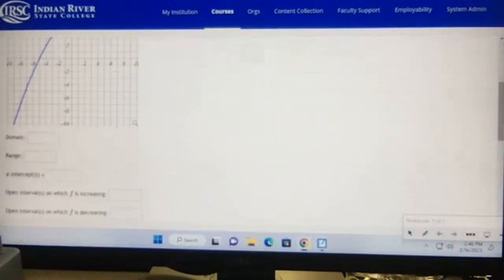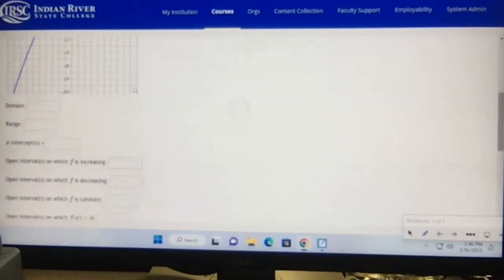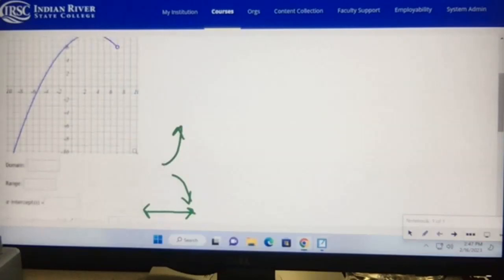So we did x-intercepts, and now we're going to do open intervals where it's increasing, decreasing, and constant. So remember that increasing means that it's going to be moving upward. Decreasing means it's going to be going downward. And then constant means that it's flatlining out. It's going to be a solid flat line. It's not going up or down. All right, so looking at this graph, always read our graph from left to right.